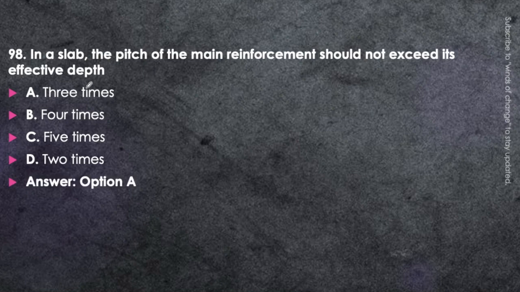The answer will be option A, that is 3 times. The distance between the main reinforcement has to be the maximum of 3 times diameter or 300 mm, whichever is lower value. That has to be adopted.